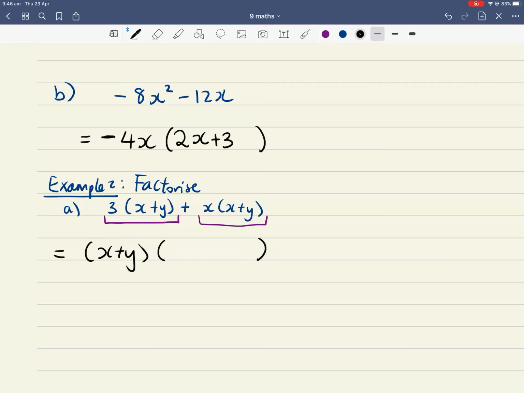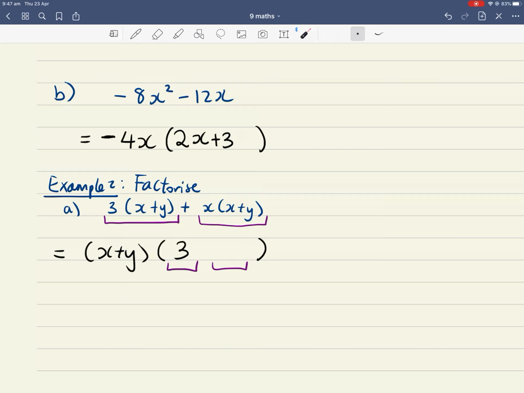Now, what do we write inside the bracket? Well, look at the first term. We expect inside the bracket again to have 2 terms because we started off with 2 terms. Looking at the first term, I need to get 3 lots of x plus y. Right now, I only have 1 lot of x plus y pulled out. So what times 1 lot of x plus y gives me 3 lots of x plus y? Well, 3, because 3 times 1 gives me 3. So inside, for the first term, I'm missing a 3.